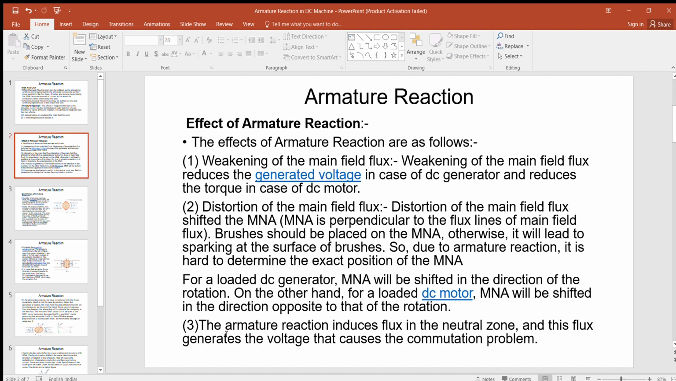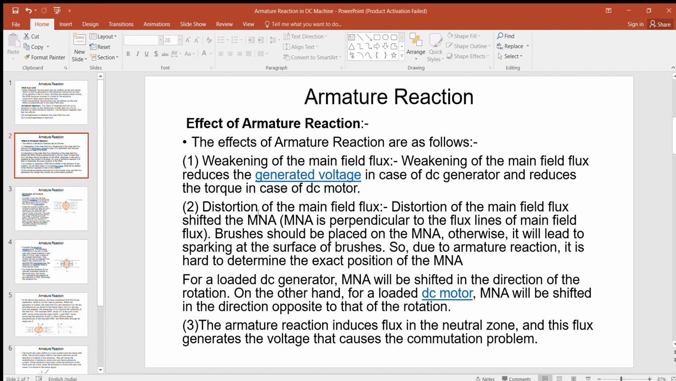Now we come to the effects of the armature reaction. First, weakening of the main field flux. Weakening of the main field flux reduces the generated voltage in case of a DC generator and reduces the torque in case of a DC motor. And this is due to the demagnetizing effect of armature reaction.